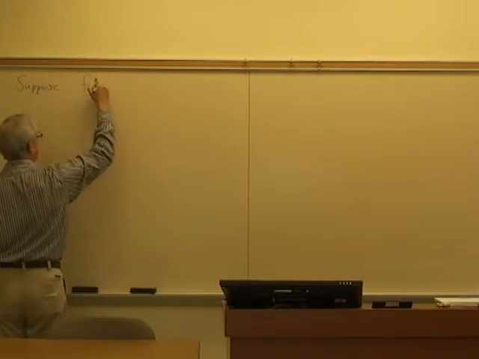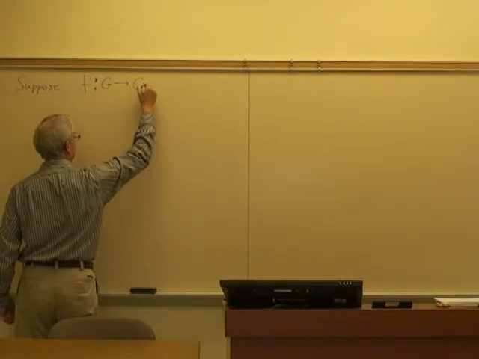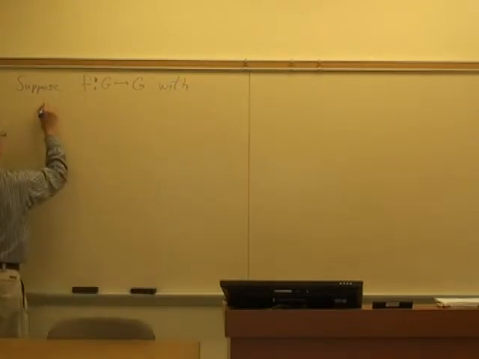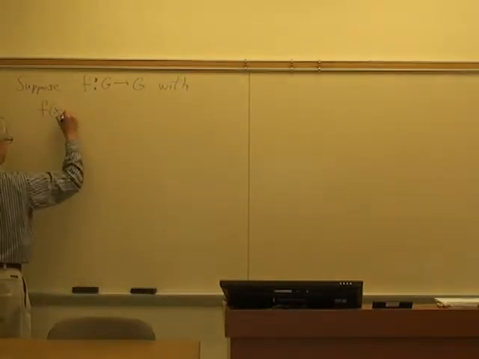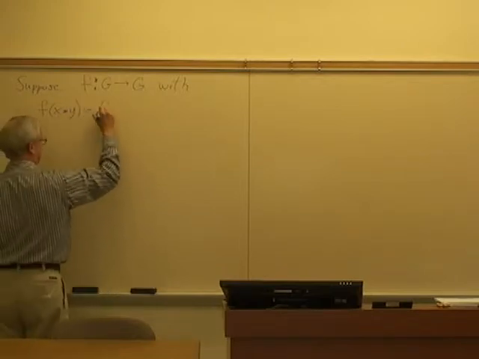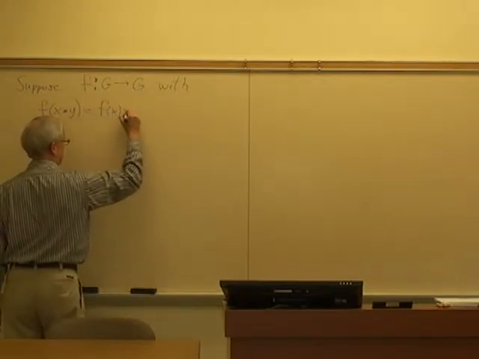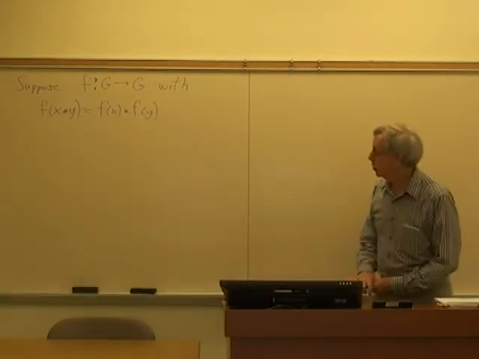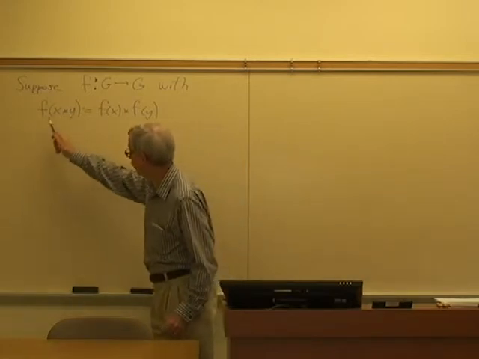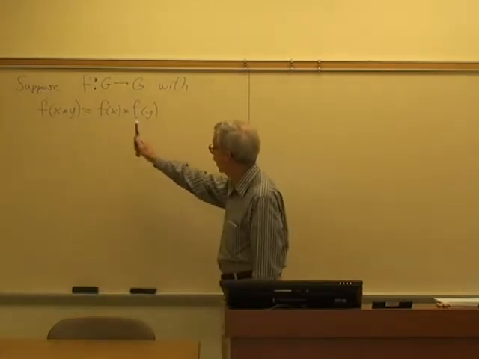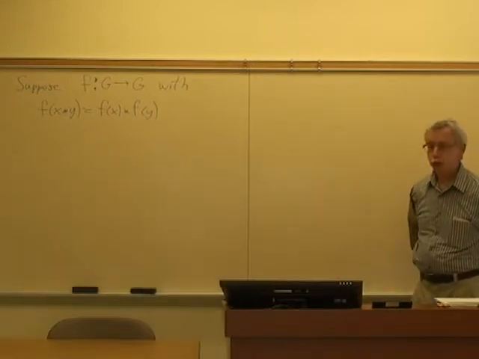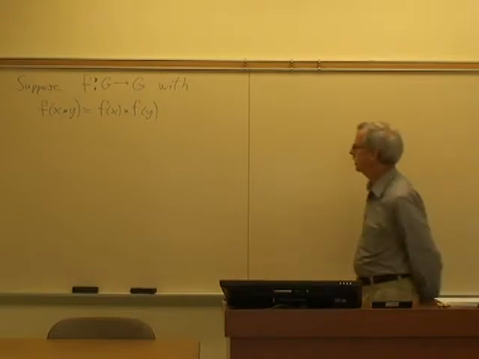Suppose I have some map from a group to itself with the following property. That's an operation-preserving map, because it doesn't matter whether I operate on the elements first and then apply the function, or apply the function to the two elements and then do the operation. Now, you've seen these kinds of maps before, right?